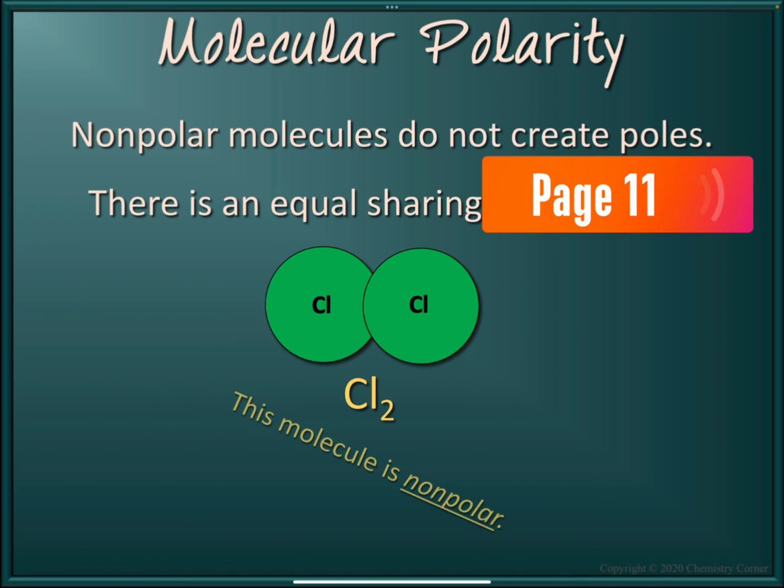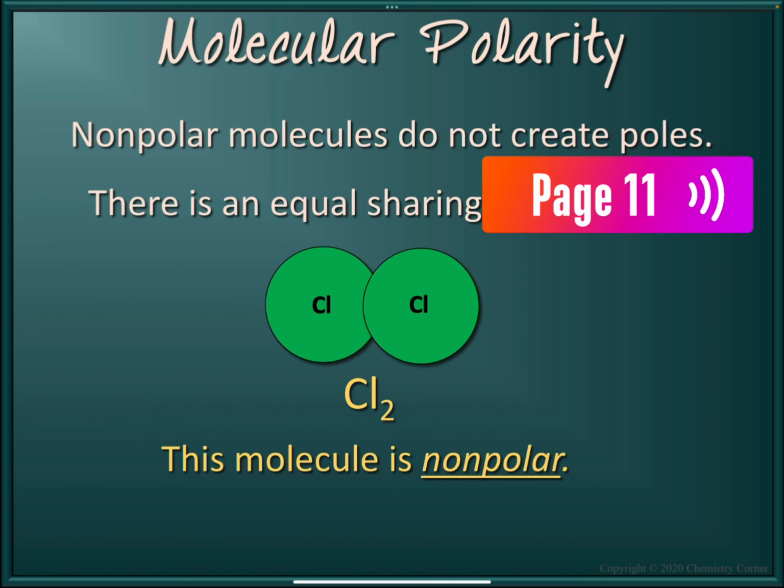Okay, so nonpolar molecules such as Cl2 have completely equal sharing of electrons. And it's equal because it's the same atom. They have the same electronegativity. So there's no difference in the electron distribution in this molecule because they're both pulling with the same amount of force. So it's nonpolar.